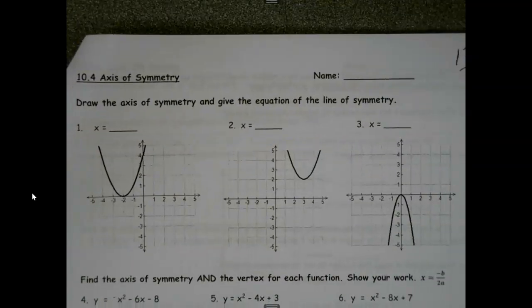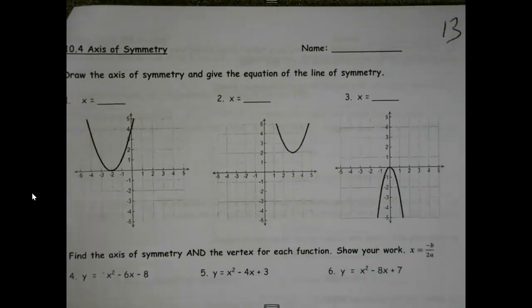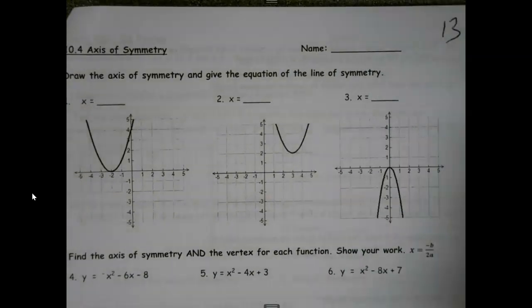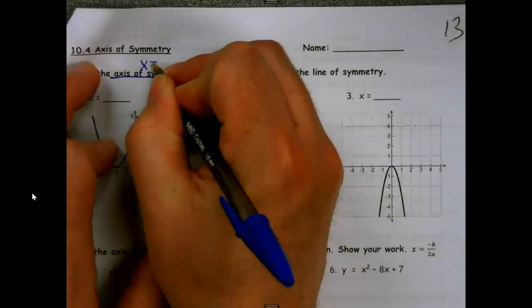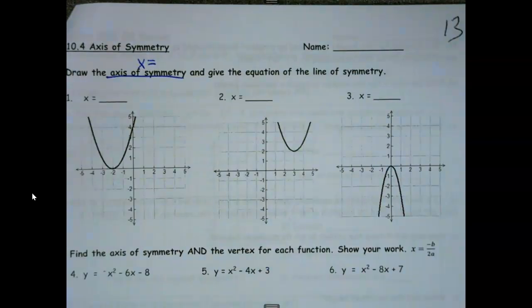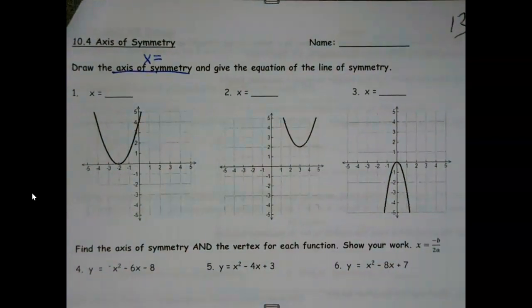So I'm going to move over to the practice. This is basically going to be like what we were doing before, but we're going to throw a little review in as well, which is helpful, because we haven't been together in a while. So, draw the axis of symmetry, which again is just an x equals, and give the equation of the line.